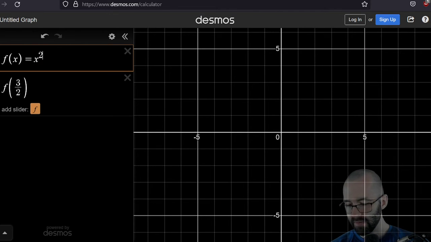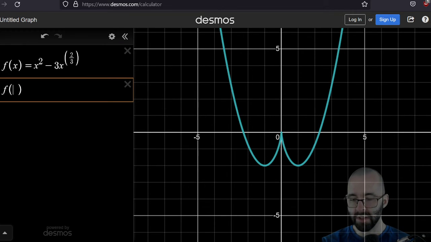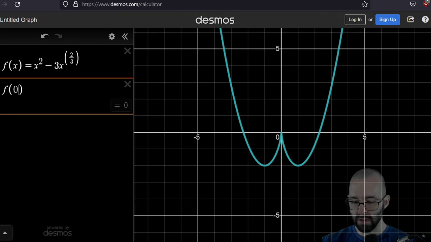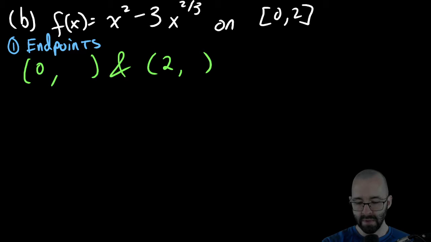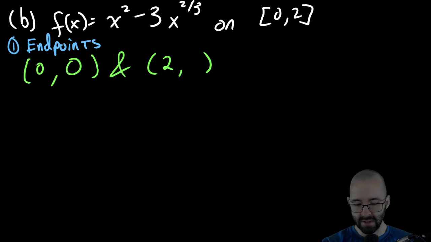You could do all of this by hand, but you don't have to. X squared minus 3x to the 2/3. If you do it by hand, remember 3, that's the cube root, the denominator. 2, that's the exponent, and it only applies to the x. It does not apply to the 3. So f of 0 is equal to 0. And f of 2, I would actually do these by hand. Oh, this is kind of messy. Is about -0.762.